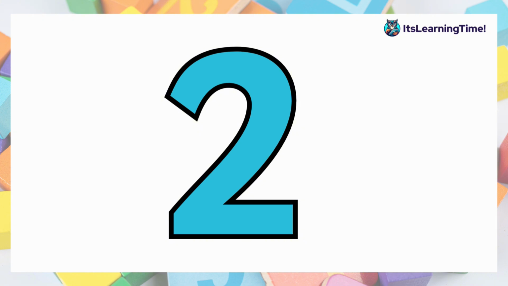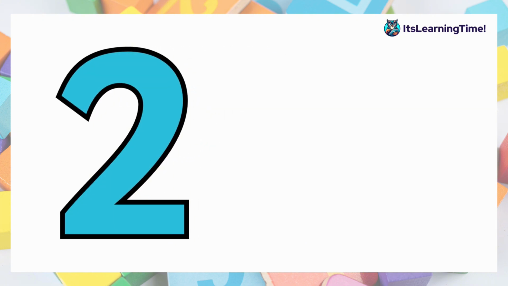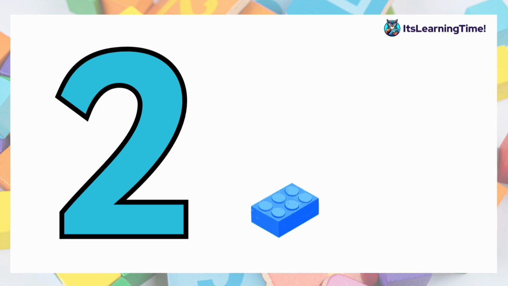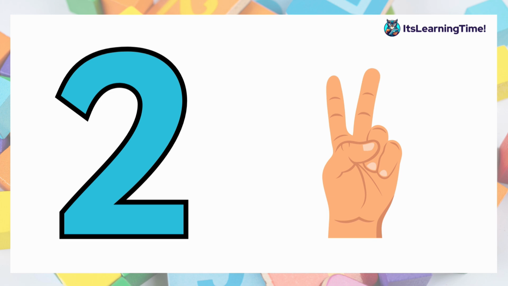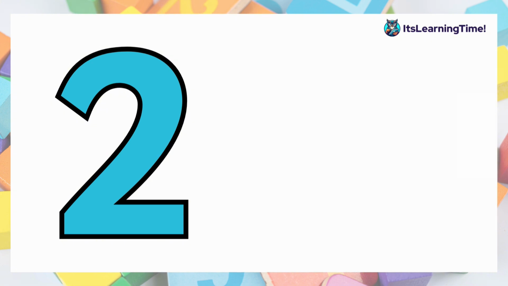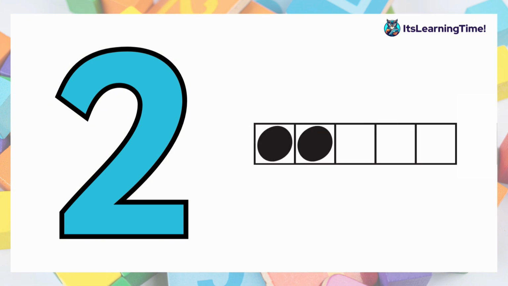Well done. Now let's count to 2 together. 1, 2. Great job. Let's see the other ways that number 2 can be represented. Here are 2 fingers. Here we have 2 on a 5 frame.